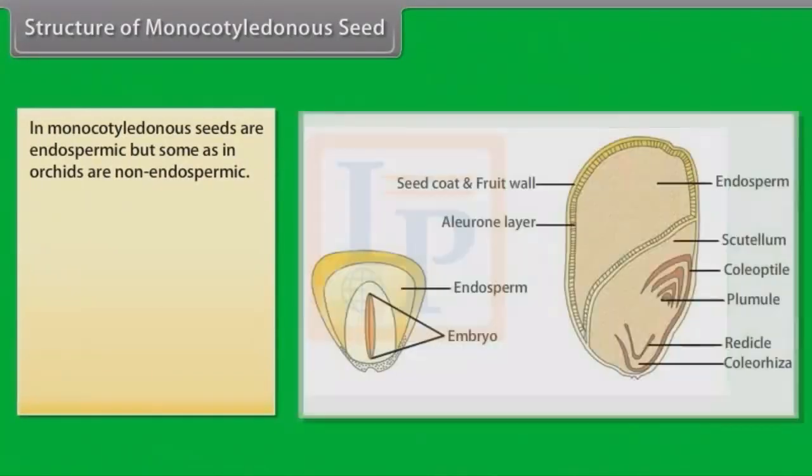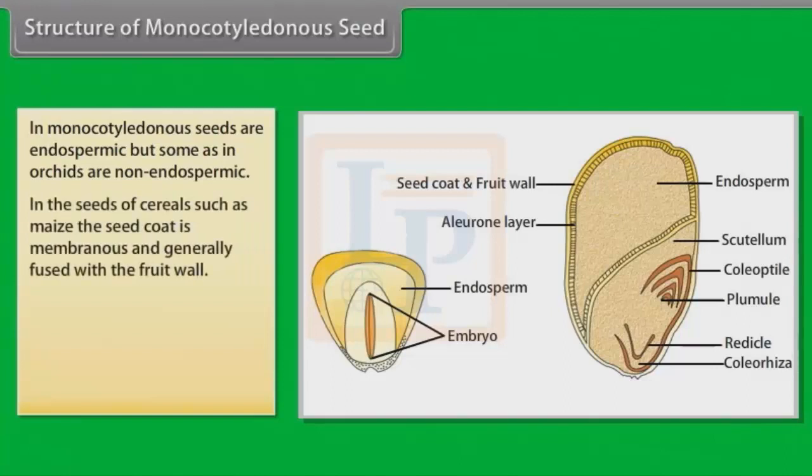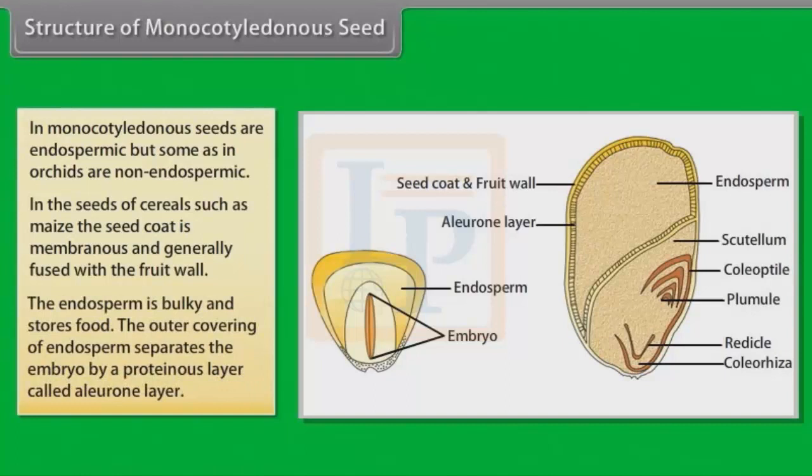The structure of monocotyledonous seed. Monocotyledonous seeds are endospermic, but some, as in orchids, are non-endospermic. In the seeds of cereals such as maize, the seed coat is membranous and generally fused with the fruit wall. The endosperm is bulky and stores food.